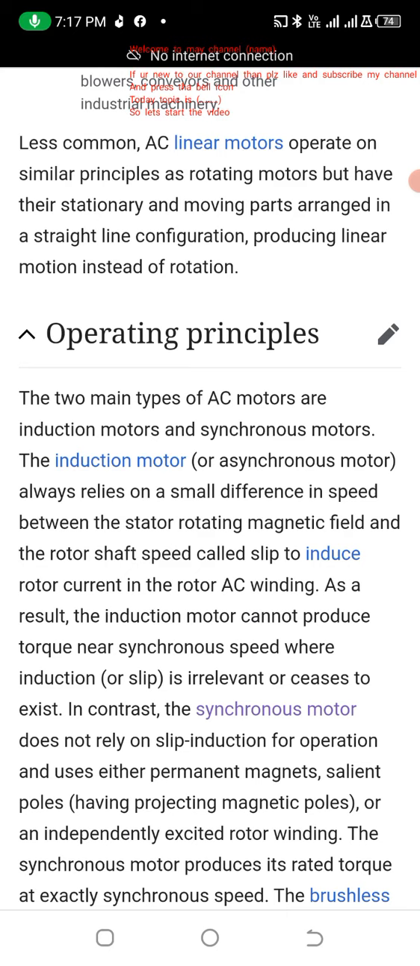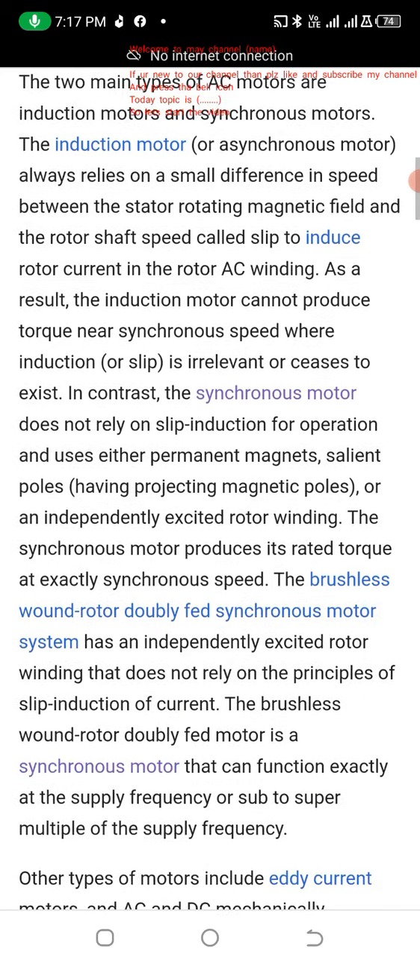In contrast, the synchronous motor does not rely on slip induction for operation and uses either permanent magnet salient poles or an independently excited rotor winding. The synchronous motor produces its rated torque at exactly synchronous speed.